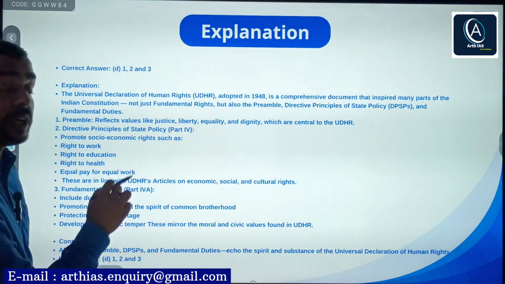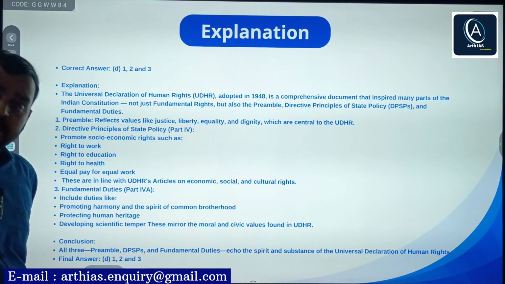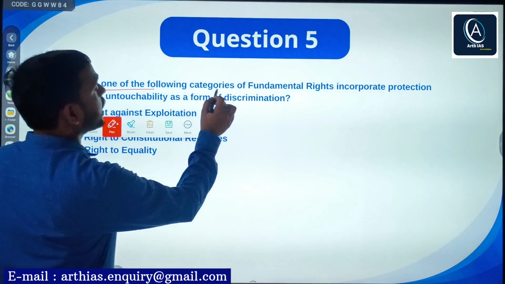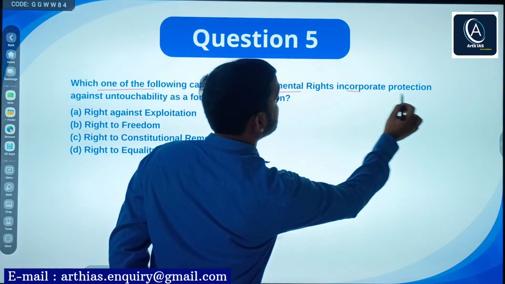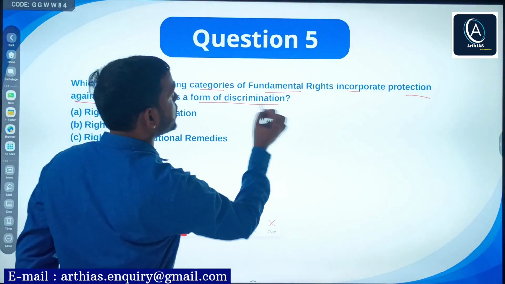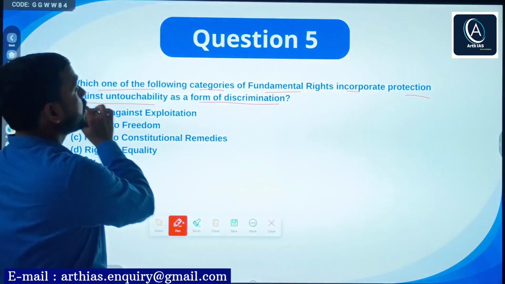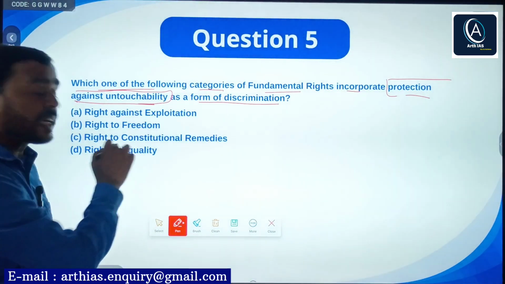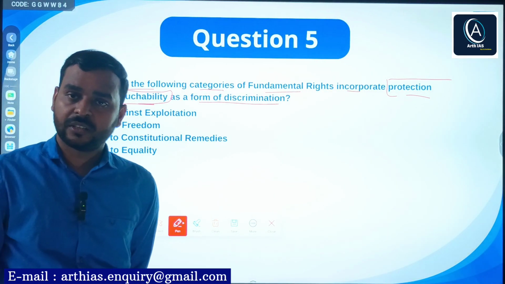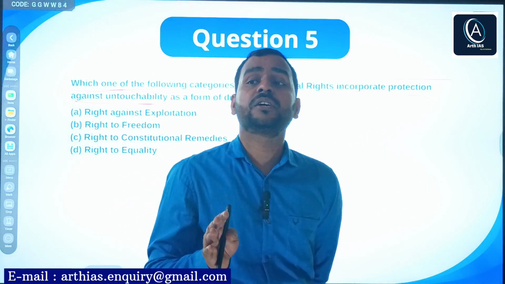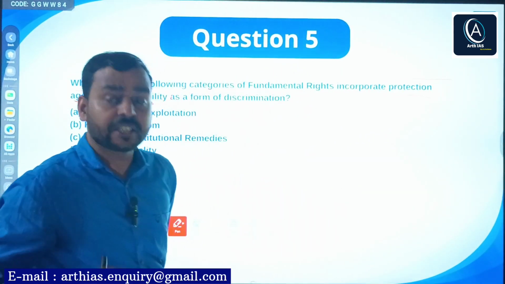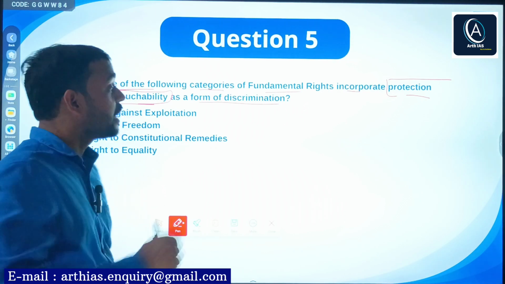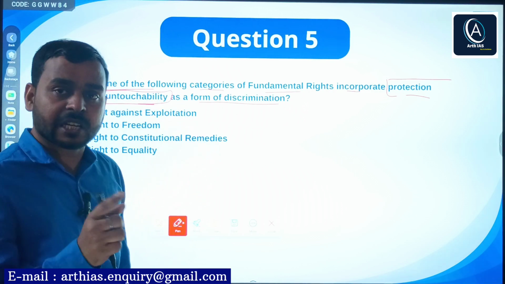Here is the explanation. You can pause the video and you can read. Next, which one of the following categories of fundamental rights incorporate protection against untouchability as a form of discrimination? Obviously, right. So, protection against untouchability is part under which of the categories of fundamental rights? You do know from article 14 to 32, there are 6 categories of fundamental rights. Listen, not 6 fundamental rights, 6 categories of fundamental rights. So, protection against untouchability comes under which category?